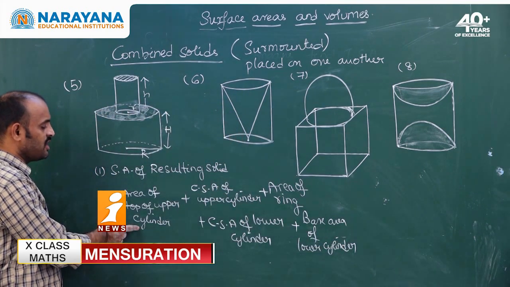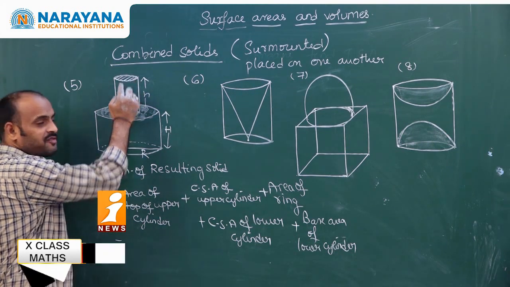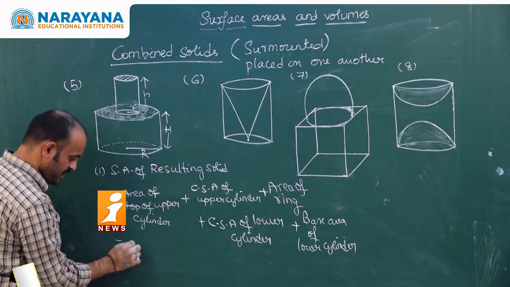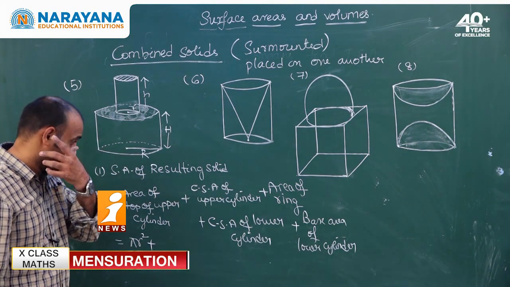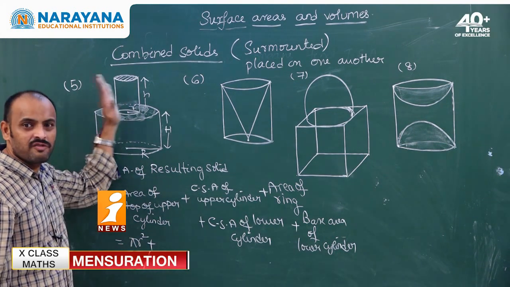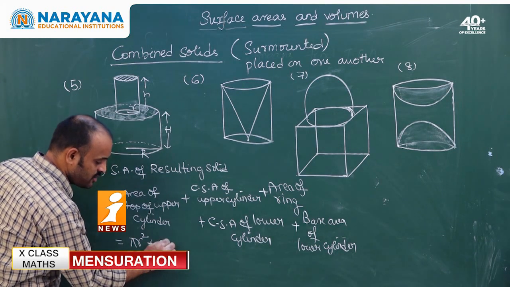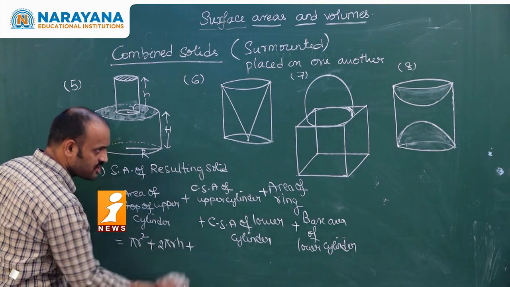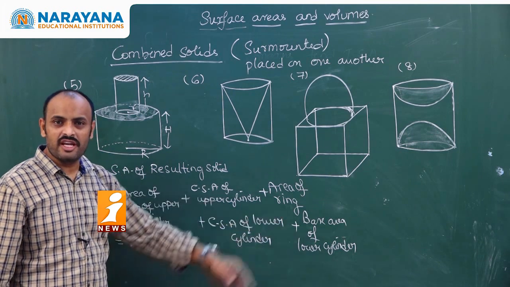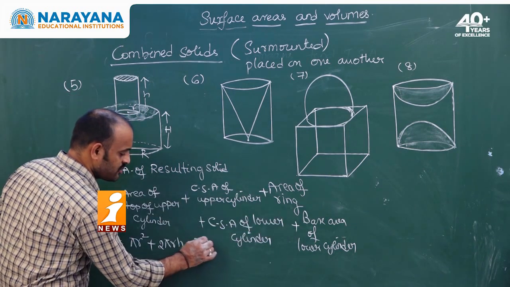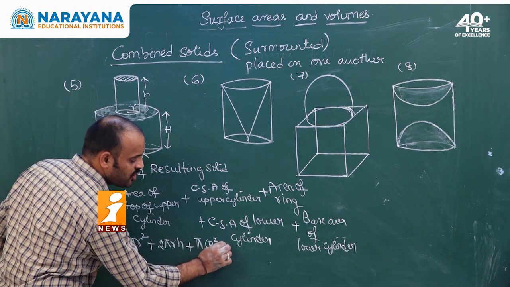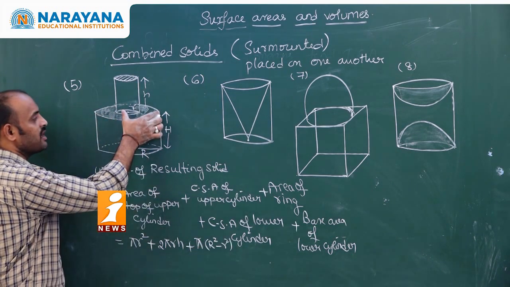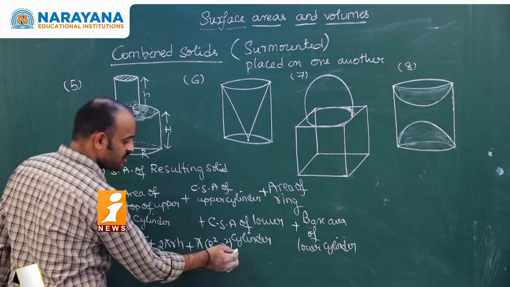What is the area of the top of the upper cylinder? What is the radius of it? Smaller r. Therefore, pi r square, because it is a circle. CSA of upper cylinder, we know the CSA formula of a cylinder: 2 pi r h. Next, what is the area of ring? Pi into bigger cylinder radius square minus smaller cylinder radius square, capital R square minus small r square.